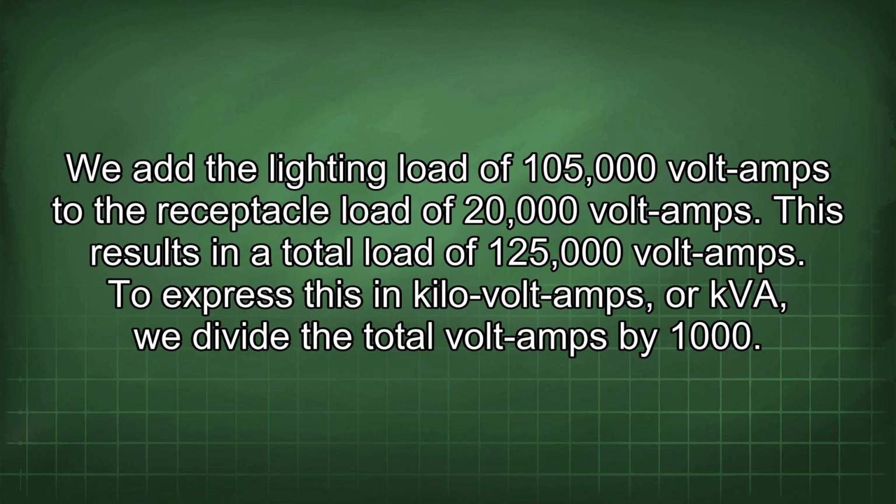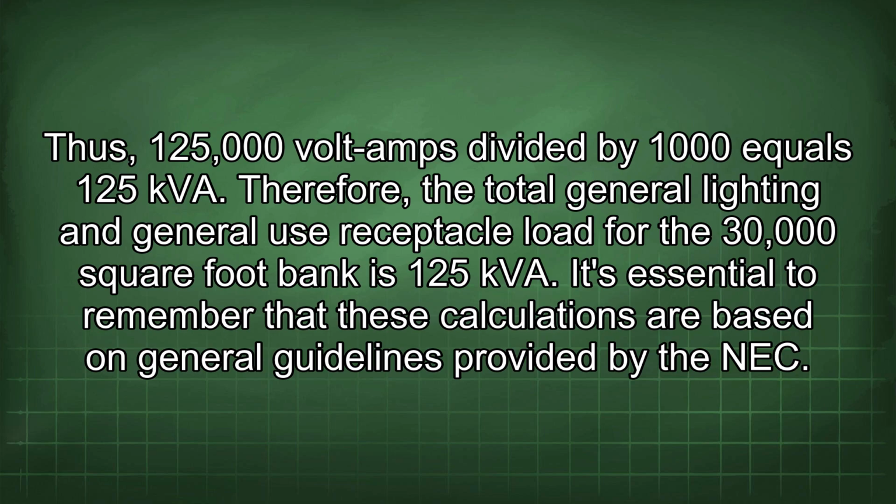To express this in kilovolt-amps, or kVA, we divide the total volt-amps by 1,000. Thus, 125,000 volt-amps divided by 1,000 equals 125 kVA. Therefore, the total general lighting and general use receptacle load for the 30,000 square foot bank is 125 kVA.